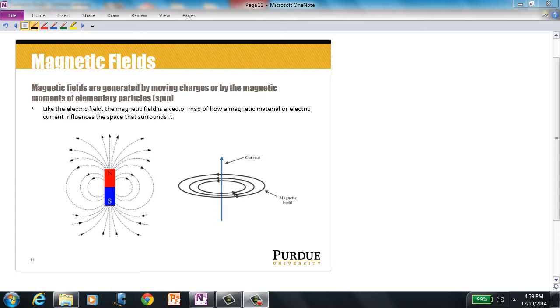So here you have to imagine we've got some sort of wire. Right here, there is current flowing in this direction. What happens then is a magnetic field surrounds the current carrying wire in these concentric circles.